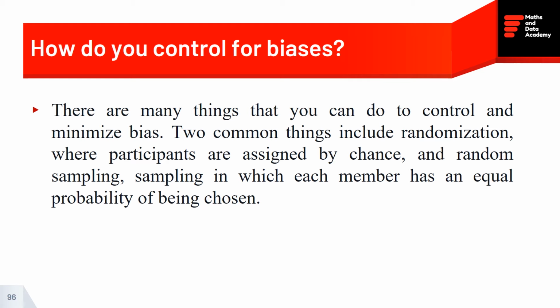How do you control for biases? There are many things that you can do to control and minimize bias. Two common things include randomization, where participants are assigned by chance, and random sampling, sampling in which each member has an equal probability of being chosen.